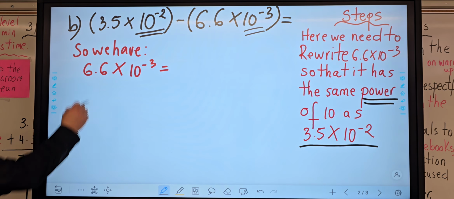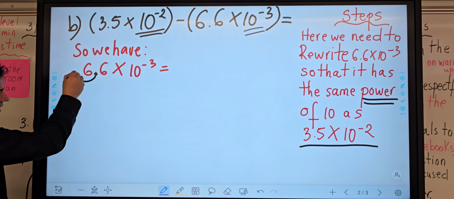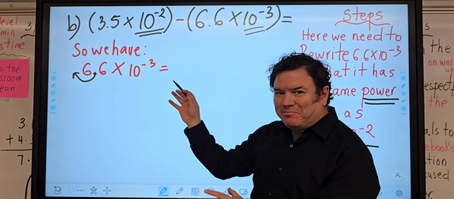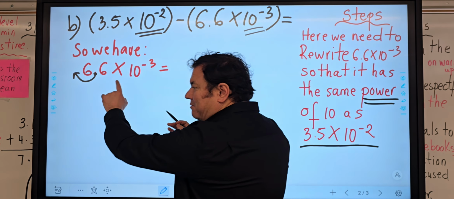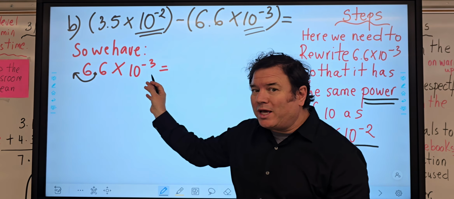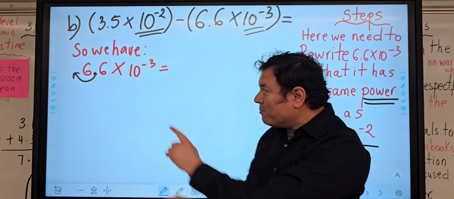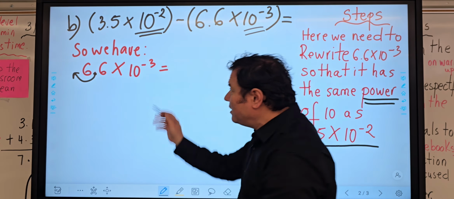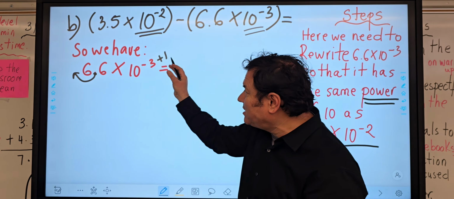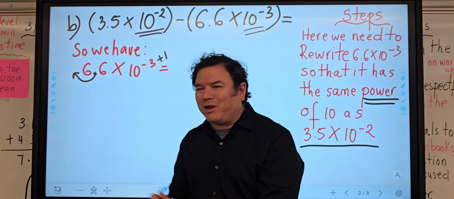And remember, in the previous lesson I showed you how to do this. Remember I told you if we move the decimal to the left one place, the exponent increases, it becomes positive. But because we moved only one place, we need to add a 1 to the negative 3. A positive 1 to the negative 3, because we moved the decimal place to the left one place.